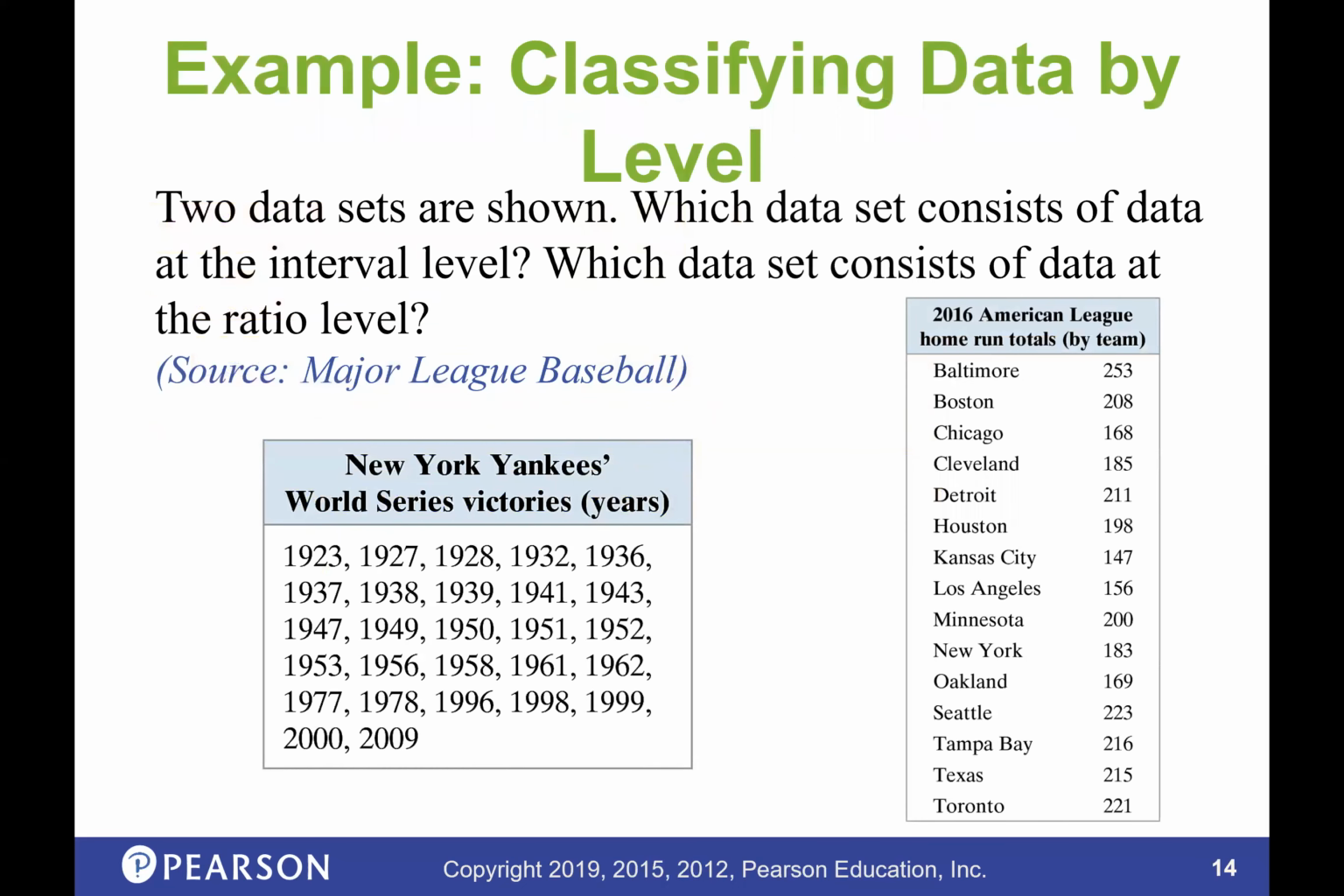Okay, let's jam. We can start picking on people. Two data sets are shown. Which data consists of data at interval level and which of it is a ratio level? Don't tell me if I'm picking on you too much, and I can stop too. I think we're back to Elizabeth. The first one, Major League, the New York Yankees World Series victories in years.